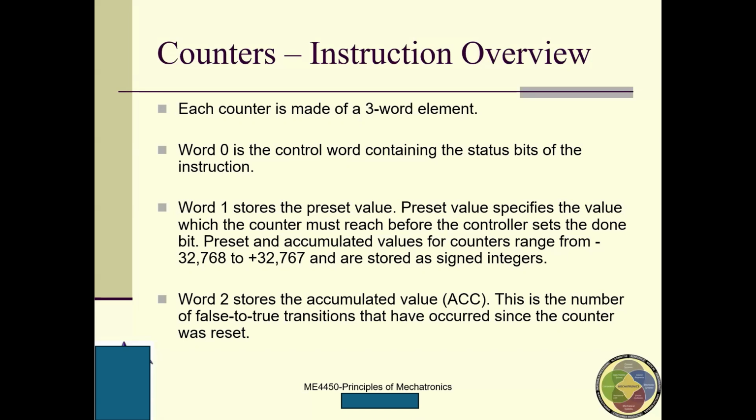And you need to know that this is a number of false to true transitions. Right? So the counter only counts false to true transitions. If the value is true all the time, it will not count. If the value is false all the time, it will not count. Or if the signal changes from true to false, it will not count either. This only counts the false to true condition.